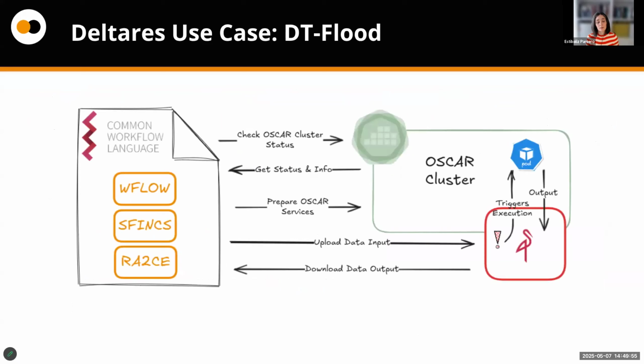So we developed this CWL file containing the different steps for the Deltares use case. For each of the steps, we can check the OSCAR cluster status, we retrieve the status and prepare the OSCAR services. If the OSCAR services are already deployed, then we continue to the next step. We upload the data that is going to trigger the appropriate OSCAR service, the one for WFlow, Sphinx, or Race, and the output is going to be generated and retrieved again from the CWL automatically.